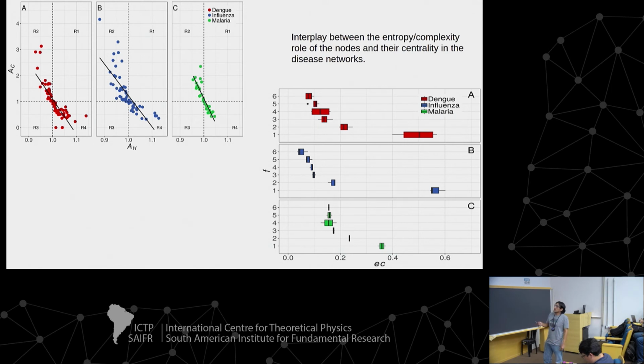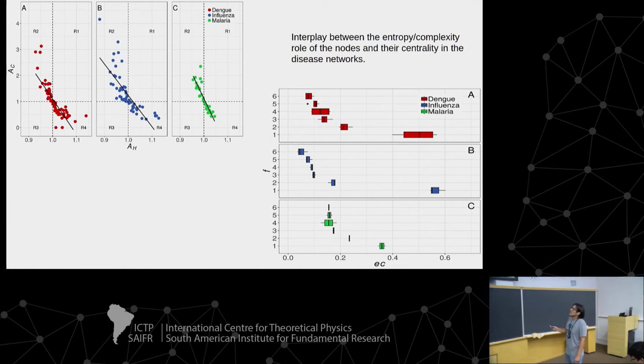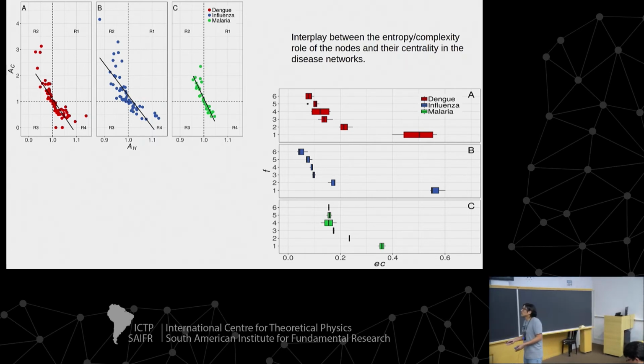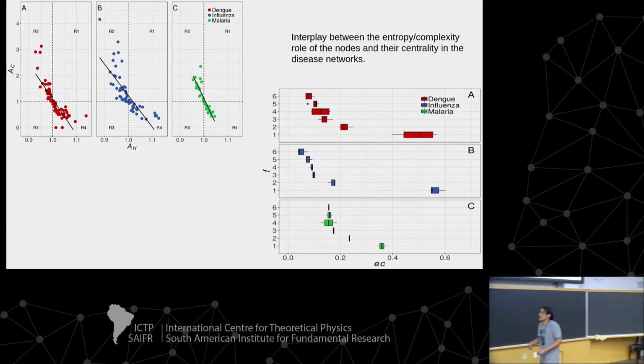Again, since I am running out of time and still have a couple of figures to show, I would like to show very fast this result. We also plotted the plane of amplitudes, the amplitude of complexity and entropy, and we saw that we could characterize, or we could see in this plane of amplitudes, 4 regions that define very well the behavior of each of the nodes that we are seeing in the network.